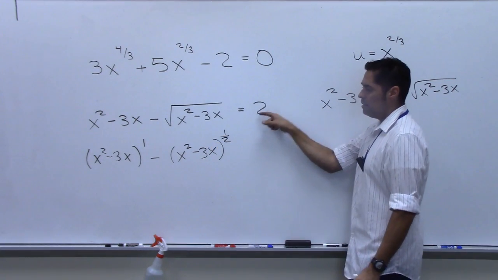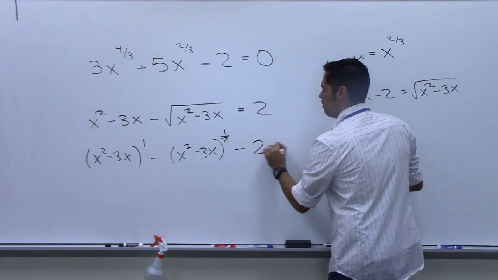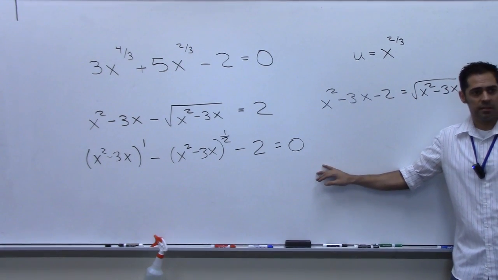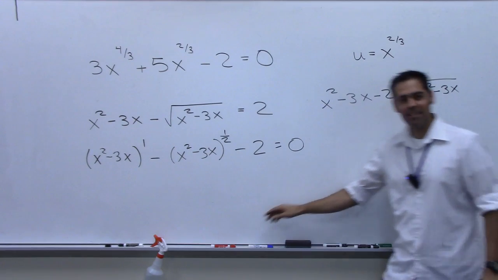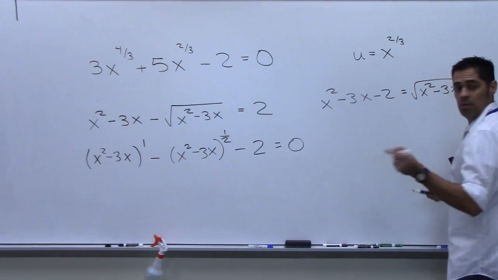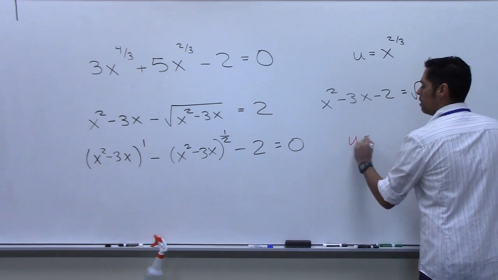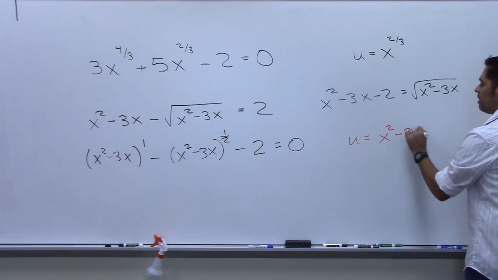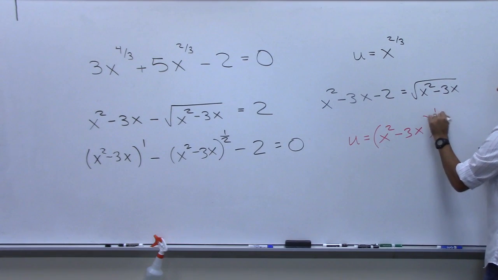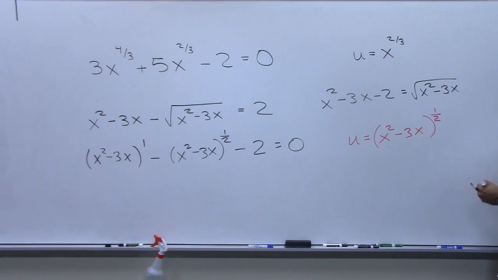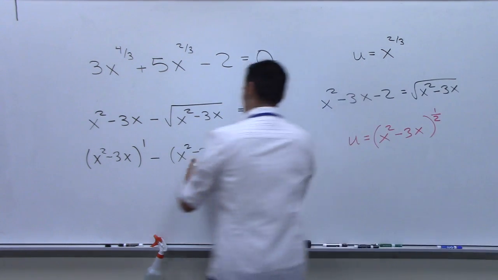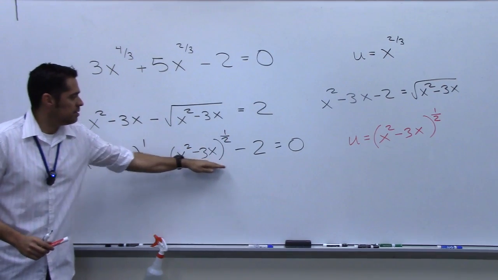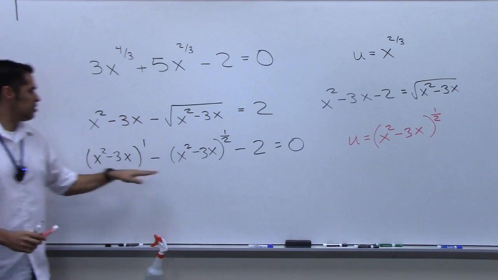This 2 right here, let's move it over. Minus 2 equals 0. Y'all still with me on that? Do you see it? So u, on this one, is x squared minus 3x, the whole thing, to the 1/2. Right? Do you see that? This is u. What happens if I square this? It's just this, isn't it?